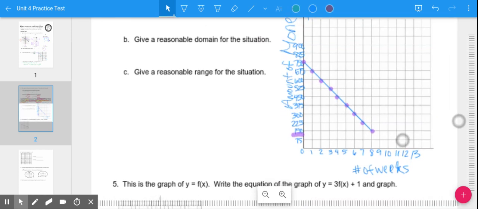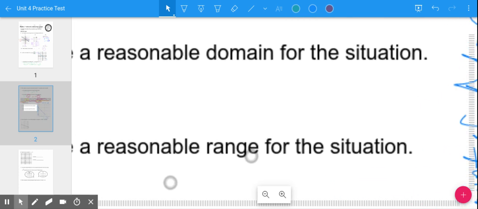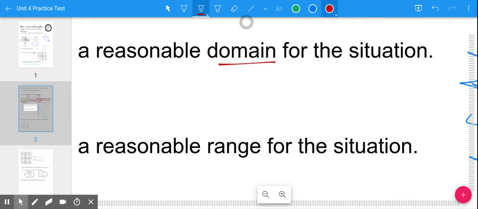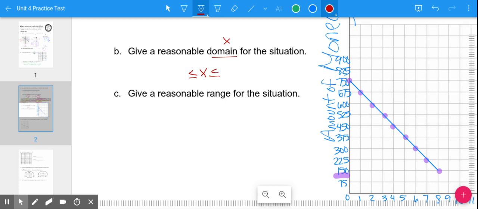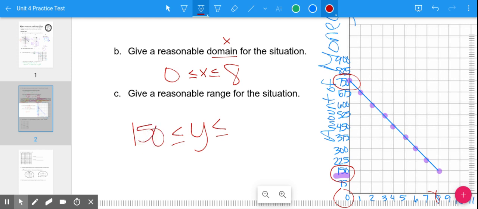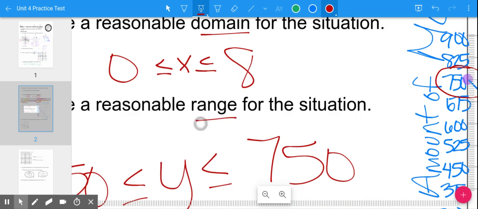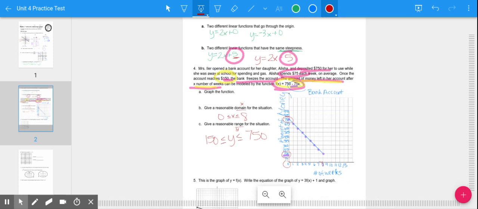Now, the next thing I'm going to look at is what is my domain. If you remember, your domain is your x value. So what are my x values? It goes from 0 all the way up to 8. So I'm going to have x is greater than or equal to 0 and less than or equal to 8. Now my y is also going to have a range because it starts and stops. So it goes from 750. It's going to be less than that, and it is going to be greater than 150. So I'm going to have 150 is less than or equal to y, which is less than or equal to 750. And that would be our domain and our range. And if you remember, our range is our y value. Okay, let me know if you have any questions on that.